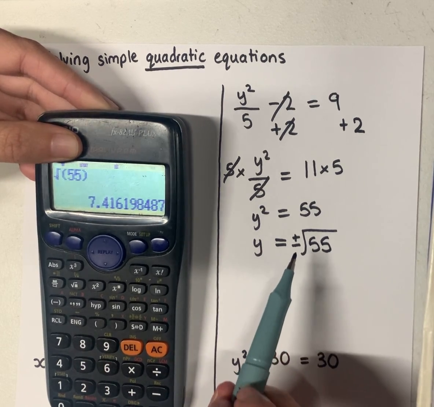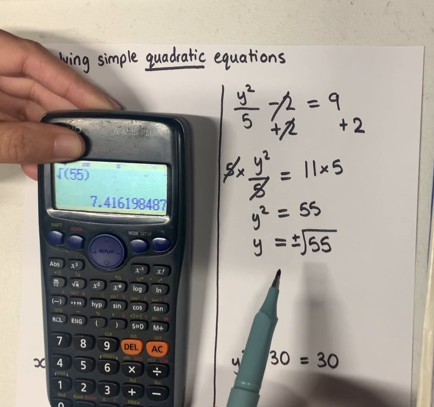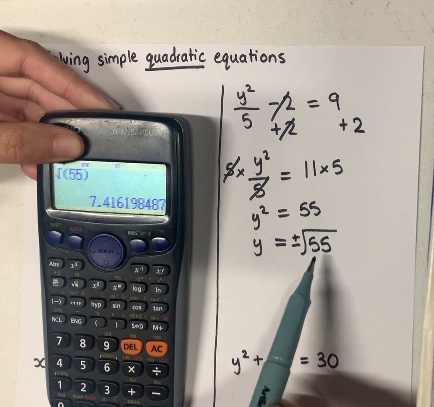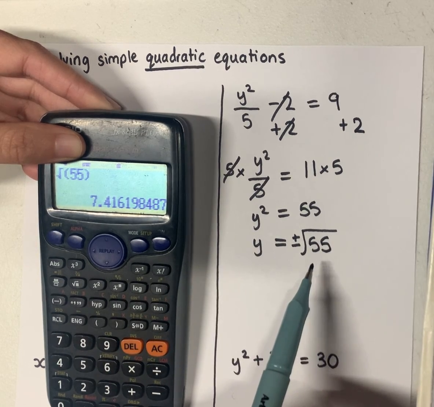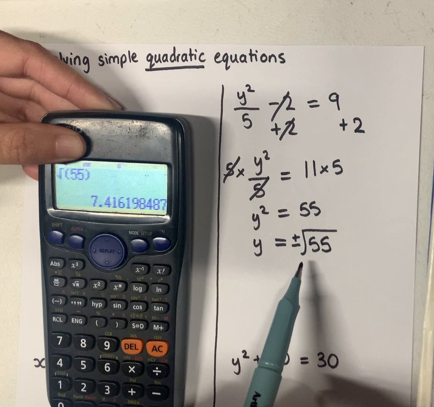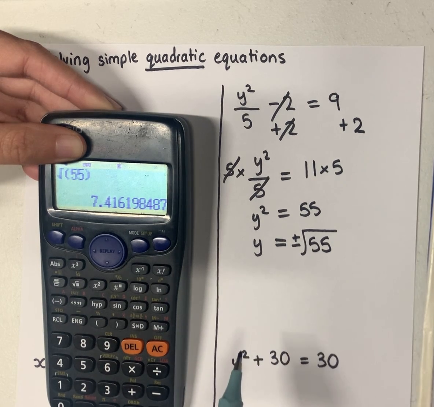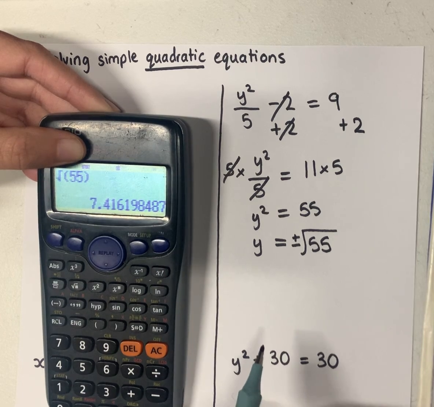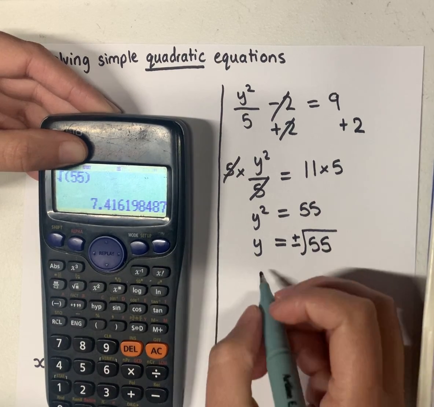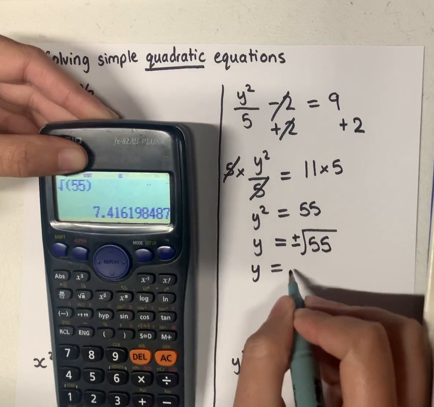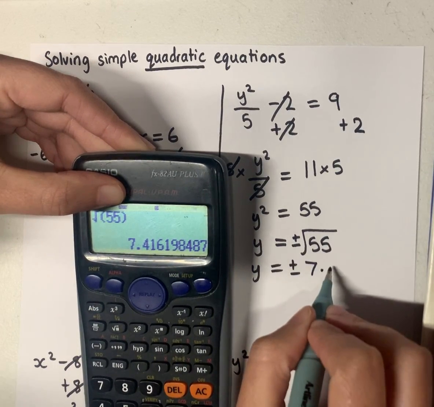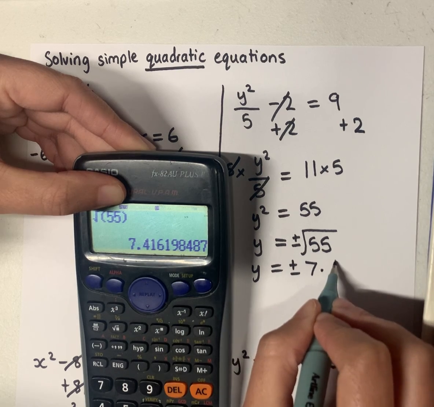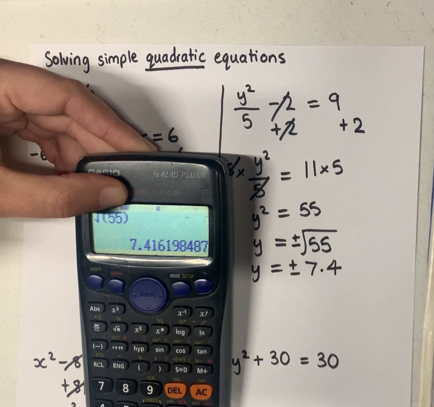And sometimes the question will ask you to leave it in exact form or in surd form. And that's how you leave it in exact form or surd form. This is a surd right here. So it's plus or minus root 55. That's the two solutions. Now, if they ask you to write it in decimal form, you can also write y equals plus or minus 7 point, and they say write it to one decimal place, 7.4.